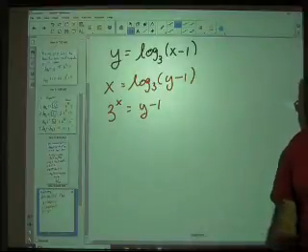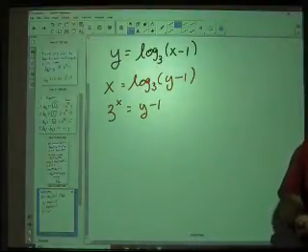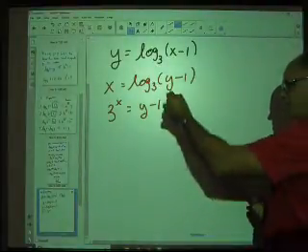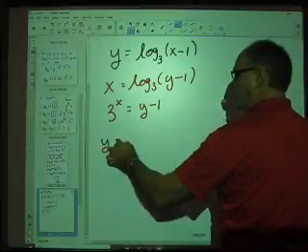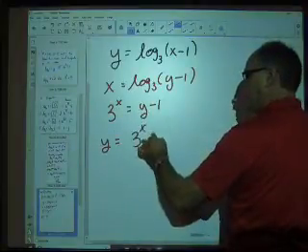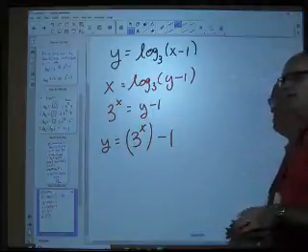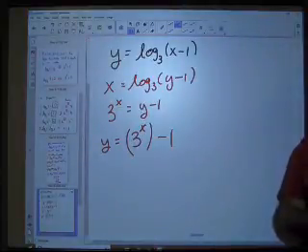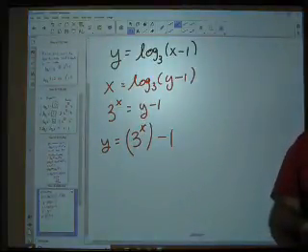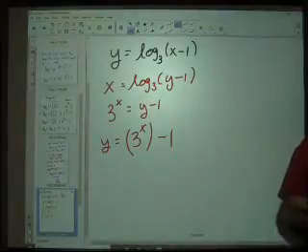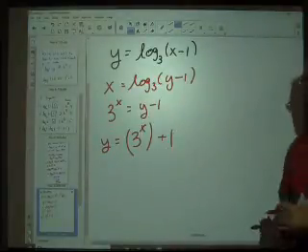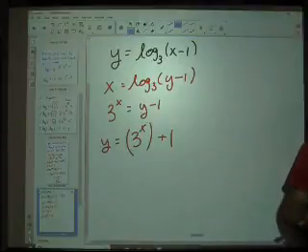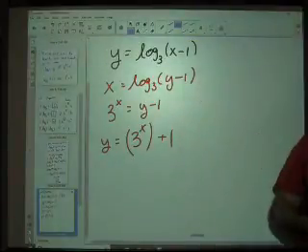Now what? Yeah, I'm going to add 1 to both sides. So y is equal to 3 to the x power minus 1. Now I'm going to write that in parentheses to emphasize to you that that minus 1 is not part of the exponent. I don't want you to be confused by that. Yes, sir? Yes, thank you. That's what I want. Appreciate it. But I want to make sure that that 1 is not part of that exponent.